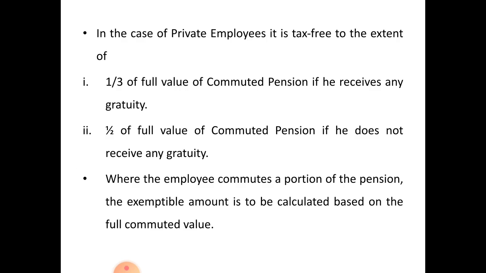Where the employee commutes a portion of the pension, that means he is not receiving all his pension in one lump sum, but only a portion of his pension together, and the other portion he is receiving monthly, at that time the exemptible amount is to be calculated based on full commuted value. You have to convert the commuted pension into the full amount and calculate the exempted limit. Let us discuss that while solving the problem.